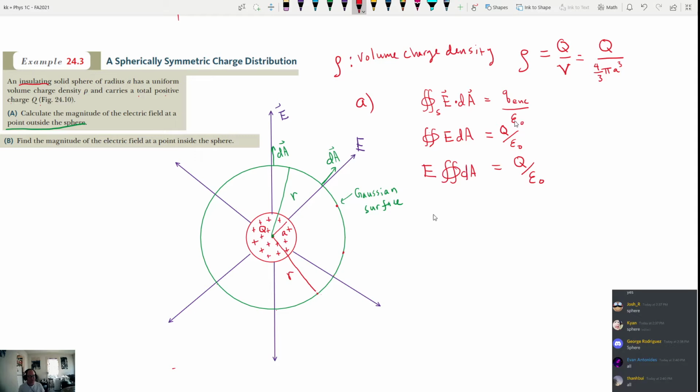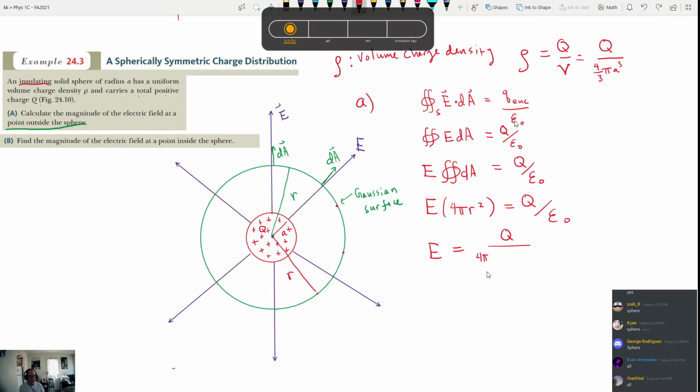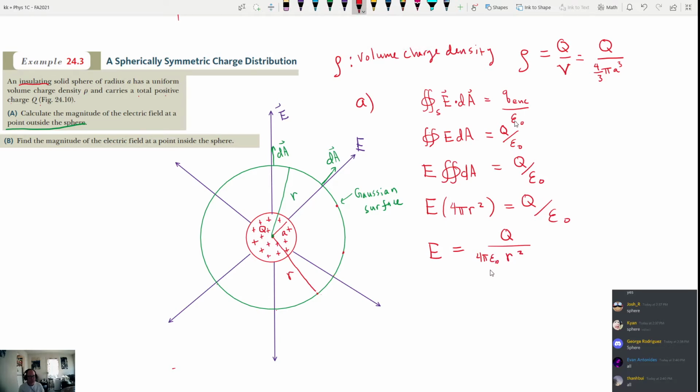And then all we have to do now is sum up all the surface elements, dA, of our object. That's going to give us the surface area of the Gaussian surface, which is 4 pi times r squared. And that's equal to capital Q over epsilon naught, which means that the electric field is going to be equal to Q over 4 pi epsilon naught r squared. This is for r greater than a.